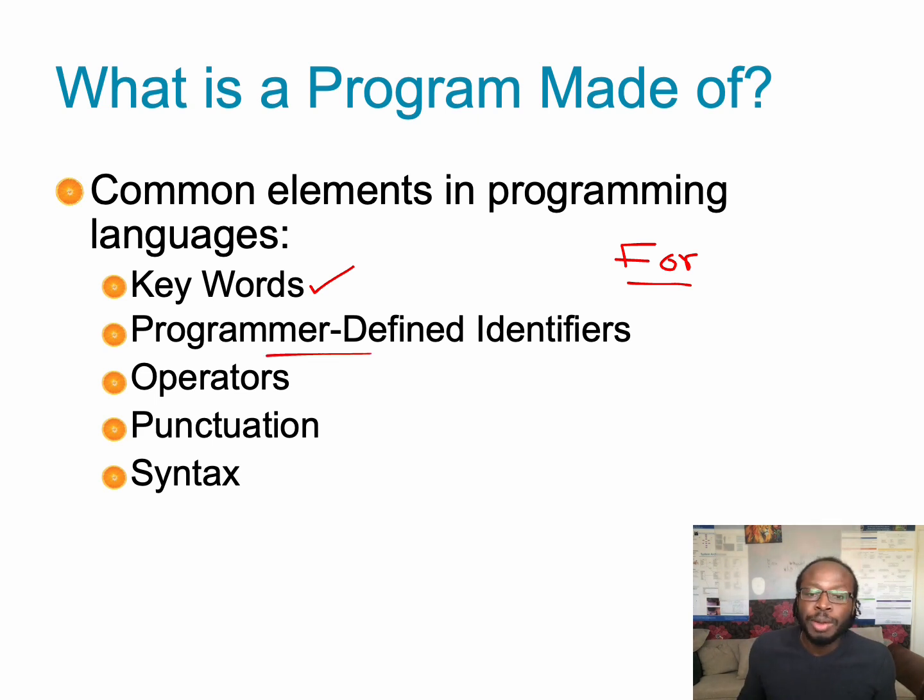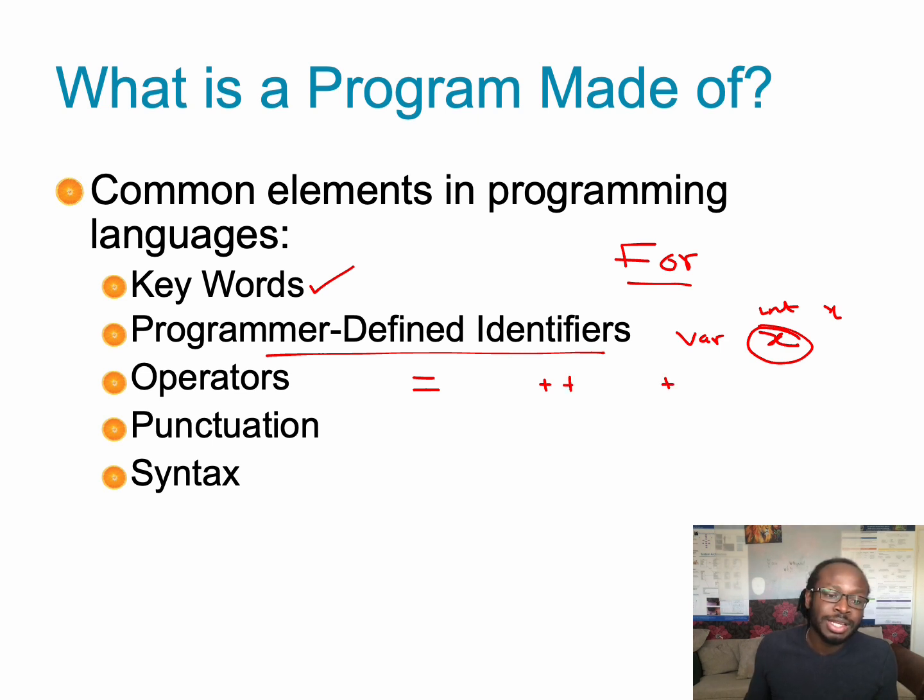Then you've got the programmer-defined identifiers, something like variables, giving things nicknames. Earlier I used the variable x and I said integer x. X was an integer. So these are defined by the programmer. Then you've got operators, things like equal to. I used plus plus earlier, or you can say plus and other things. And of course, you can make use of punctuation, something like a semicolon to end the line.